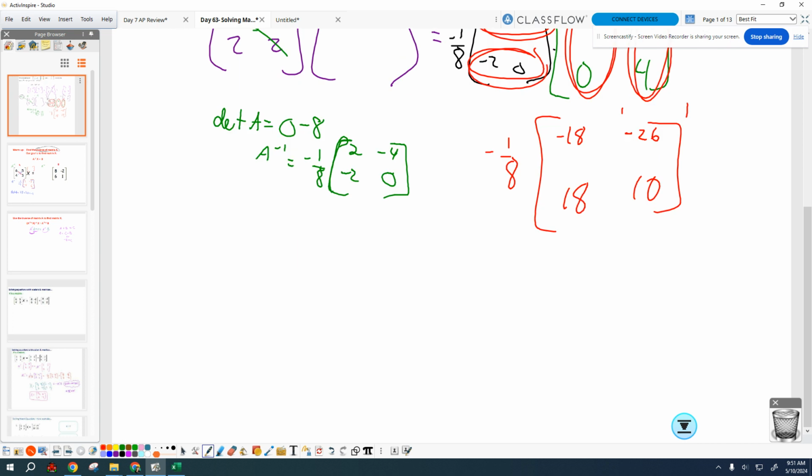So then we gotta multiply that negative 1/8 in there, so 18/8, which reduces to 9/4, and 26/8, which is 13/4.